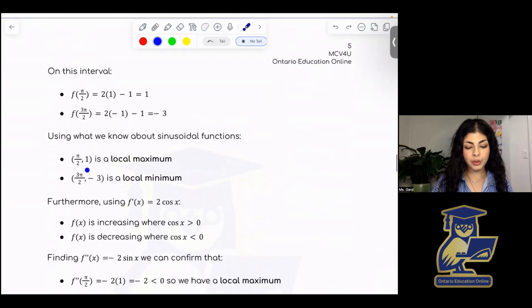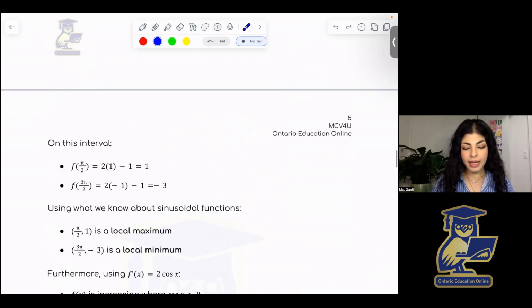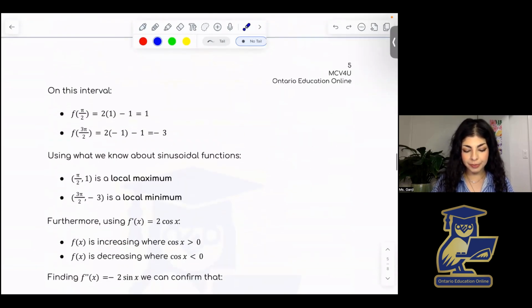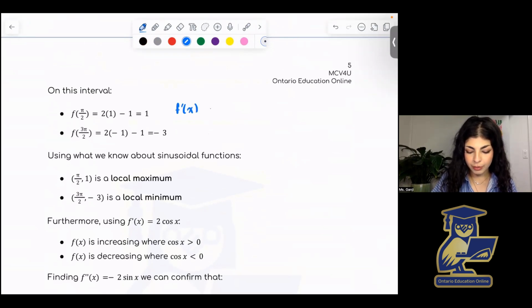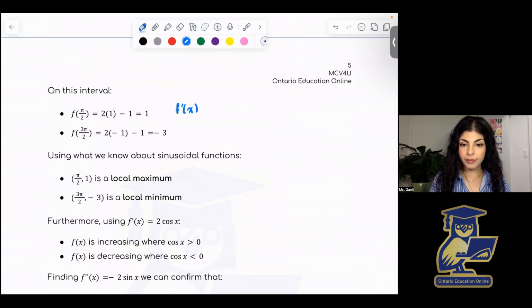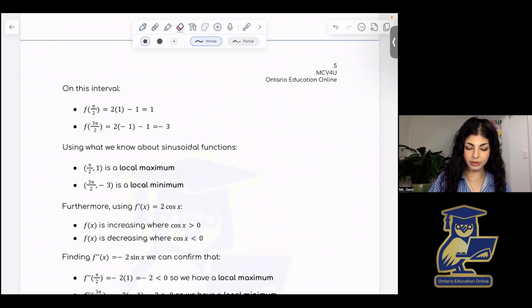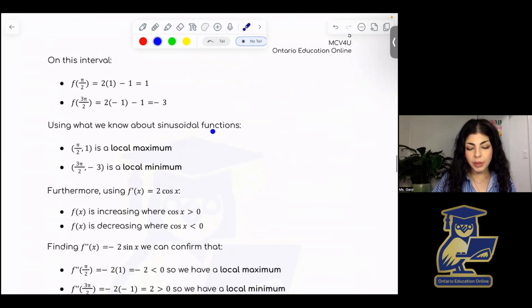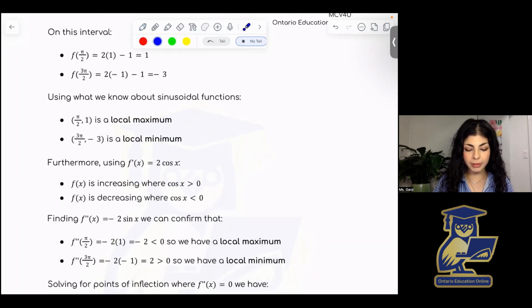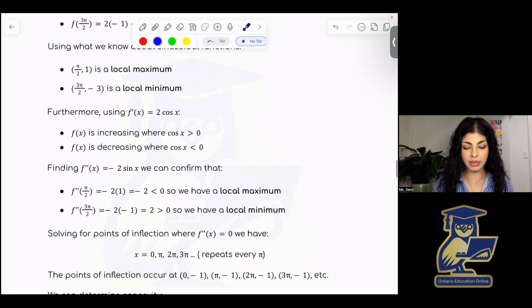And so pi over 2, 1 is the local maximum. And the reason for this is, well, we can tell based on the values, but also f prime of x would be... oh, I was going to do it with the second derivative, but I've done it down there, so we'll take a look at that after. So yes, this part is just based on what we know about trigonometric functions. We know that this would be a local maximum and local minimum, but yes, the interpretation with derivatives comes here.